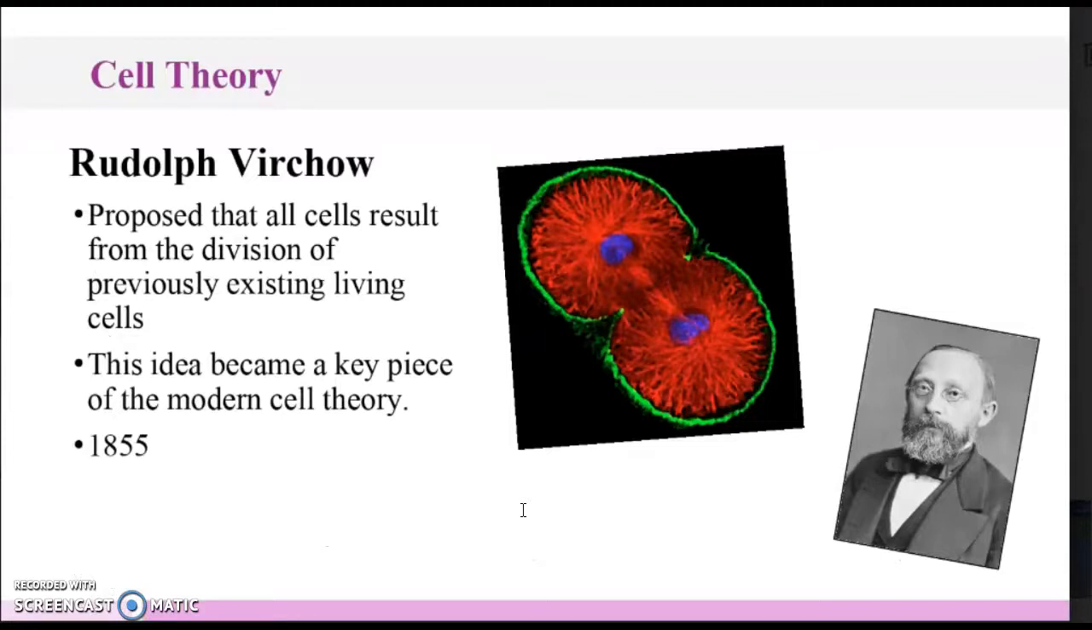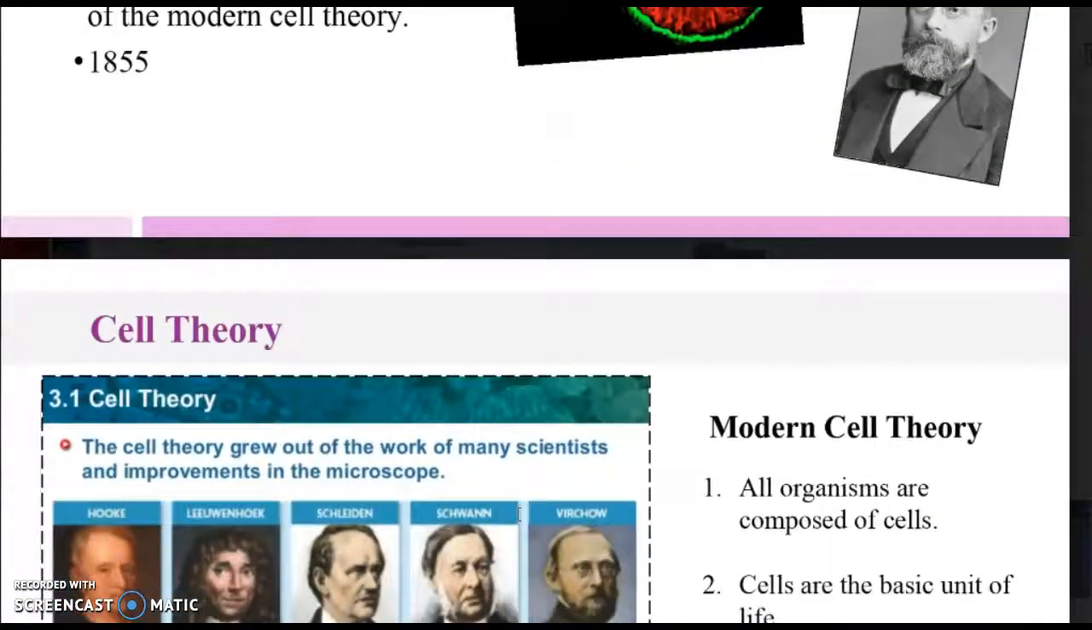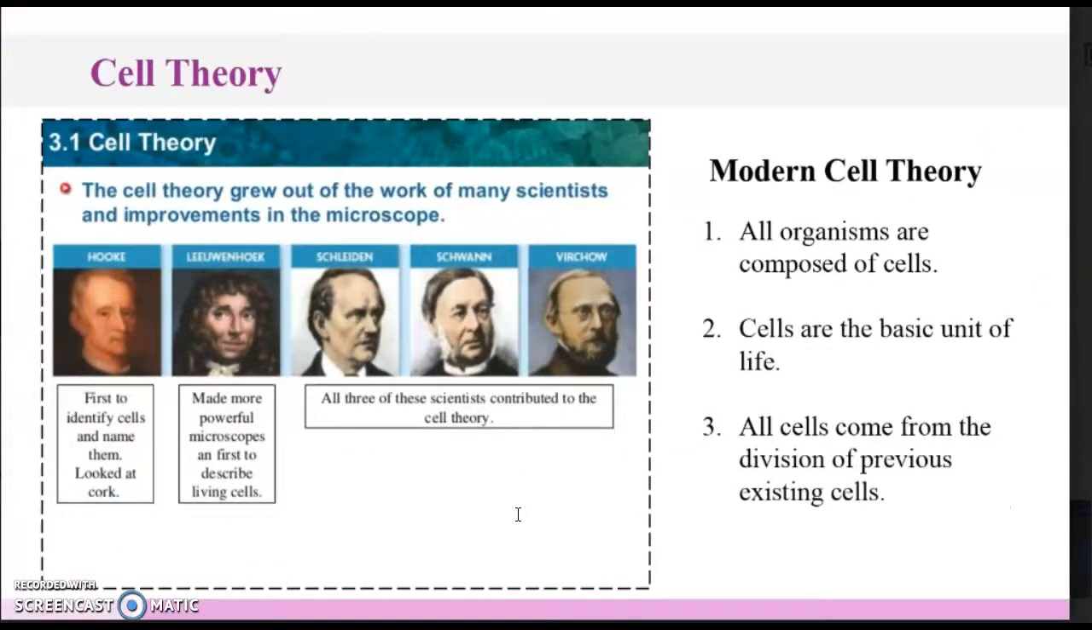Okay, and then another component or idea that supported this by Virchow proposed that all cells resulted from the division of pre-existing living cells. So you can't spontaneously have life happen. So these thoughts, this theory, had multiple scientists throughout time working on it for our current understanding of what cells are.